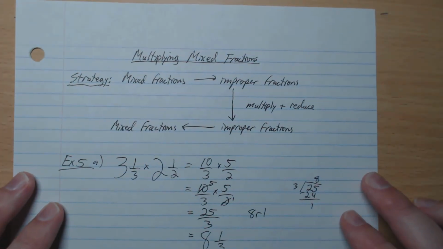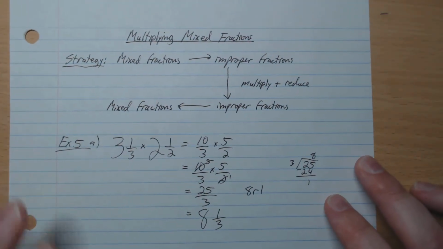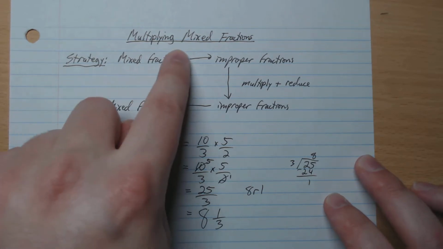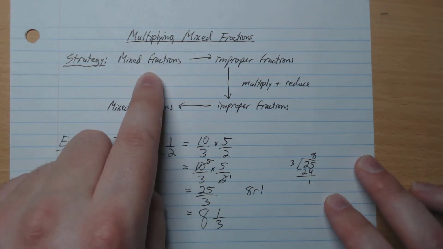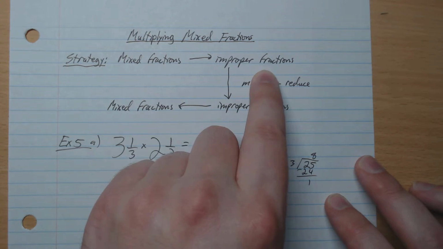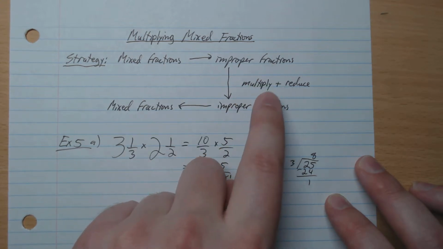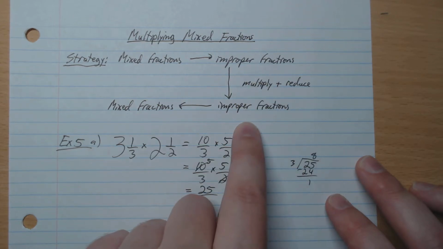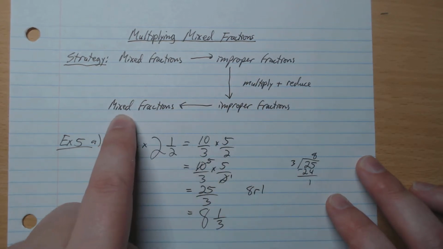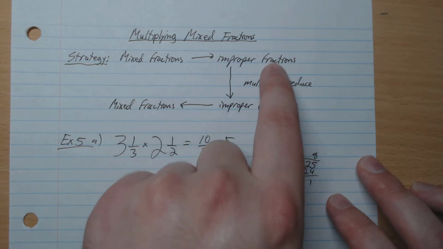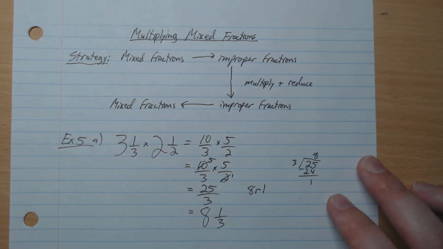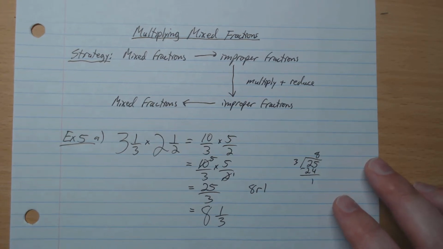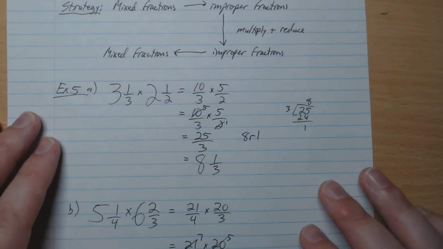Okay, so now we're ready to look at multiplying mixed fractions. So here's our strategy. We're going to be given a mixed fraction, we're going to convert it into an improper fraction, and then we're going to multiply and reduce those improper fractions, and then convert back to a mixed fraction like this. If you've seen the previous video called multiplying fractions, this will be a lot easier for you since you've practiced that. Okay, so let's look at an example.